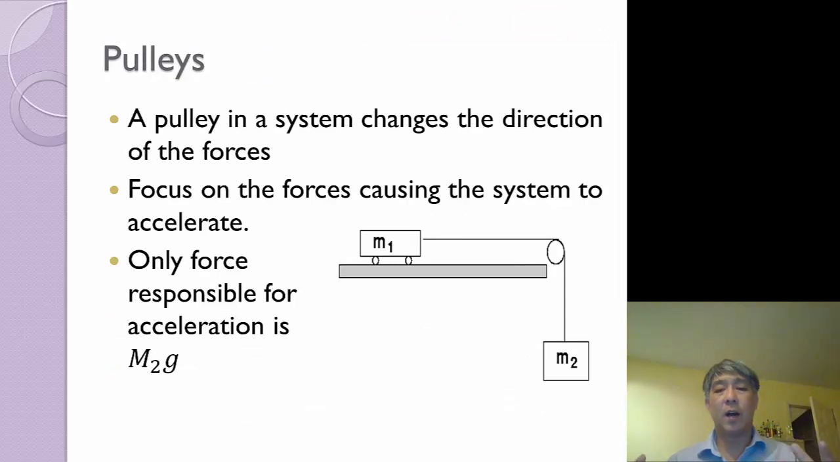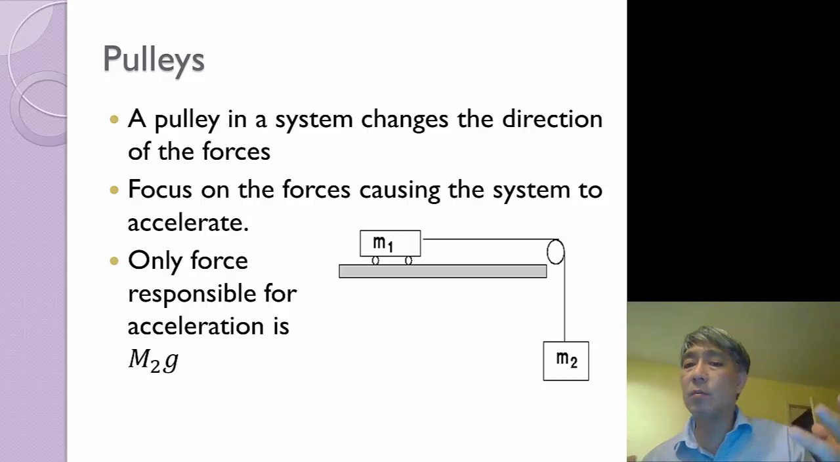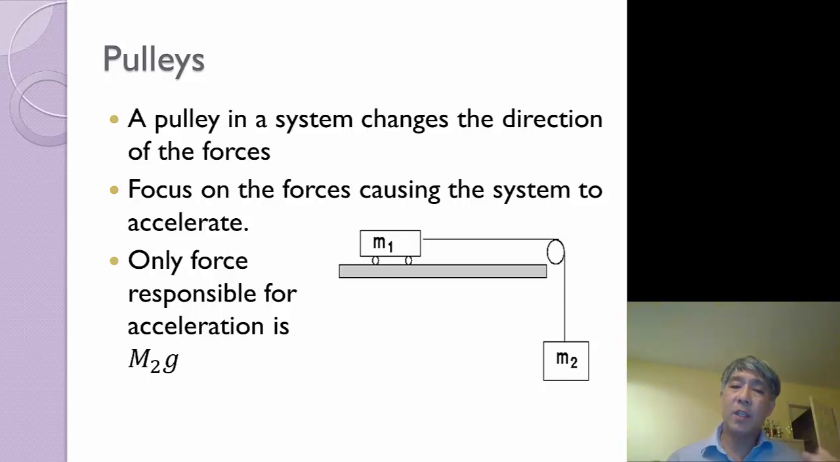So that brings us to the add-on, pulleys. A pulley in a system changes the direction of the forces. It's still a system. The two objects still move kind of as one object. What I mean by changes the direction of the force is that the force on this system is basically just gravity on M2 pulling it down. If that's pulling down, why does M1 move to the right? It moves to the right because the pulley changed the direction of the force.